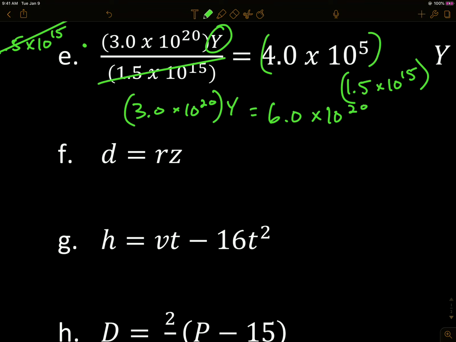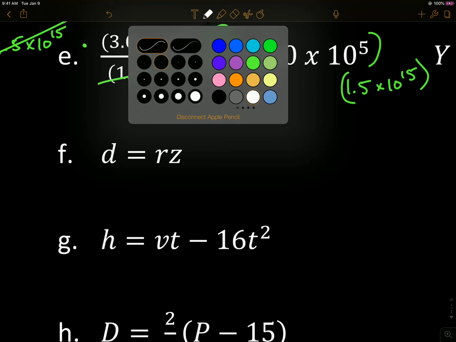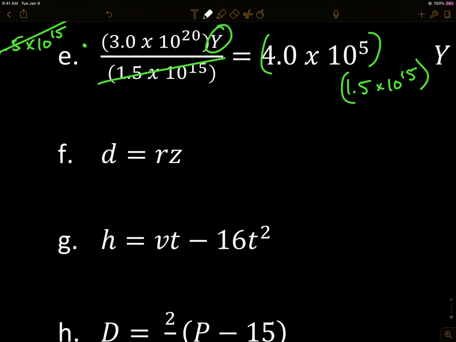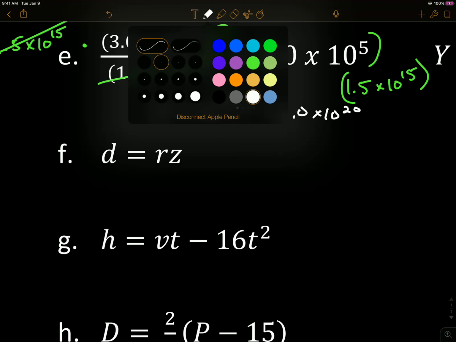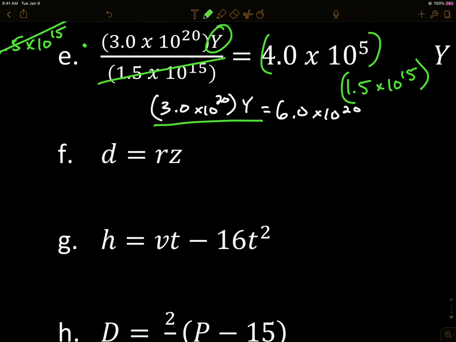Now, to solve for y here, I want to write my equations in white and my inverse operations in green. So my new equation there, after I multiplied both sides by that, would have been 10 to the 20th times y equals, that was what, 6 times 10 to the 20th. Okay, now I'm going to divide both sides by the number that I'm multiplying y by.